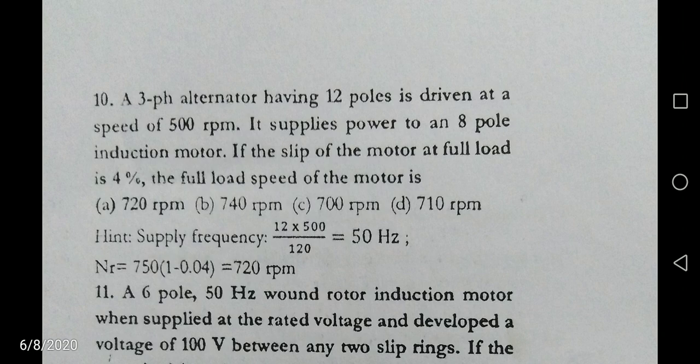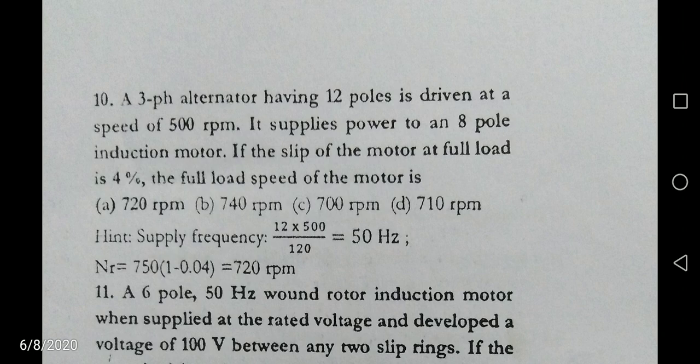So here frequency is equal to poles into N by 120. So N is 500 rpm and P is 12, and 1 by 120. So we get a frequency of 50 Hz. So 50 Hz, so it is an 8-pole induction machine.